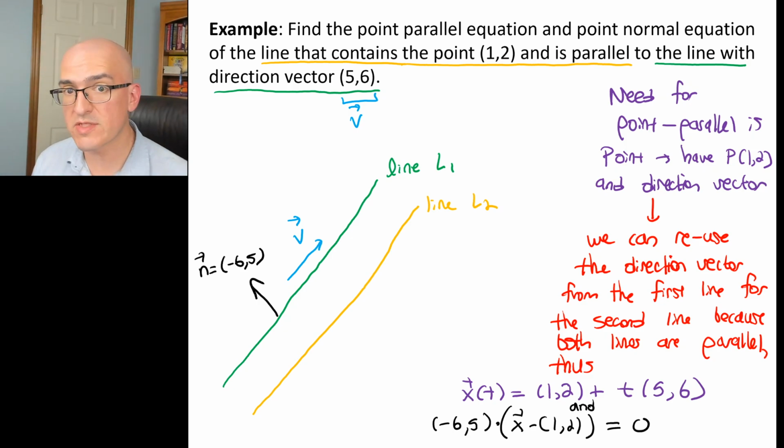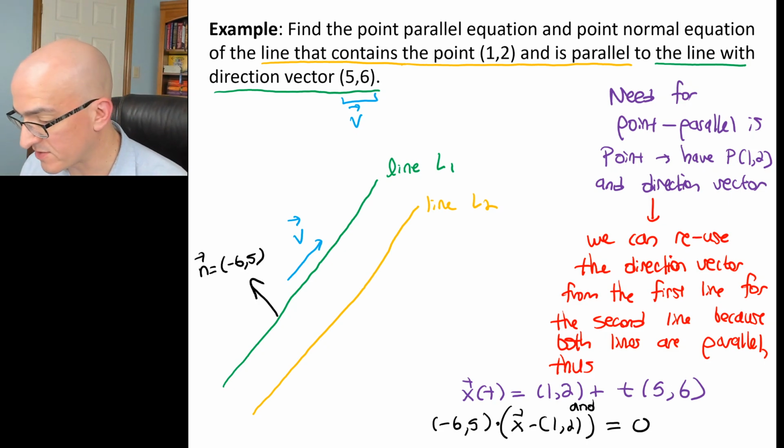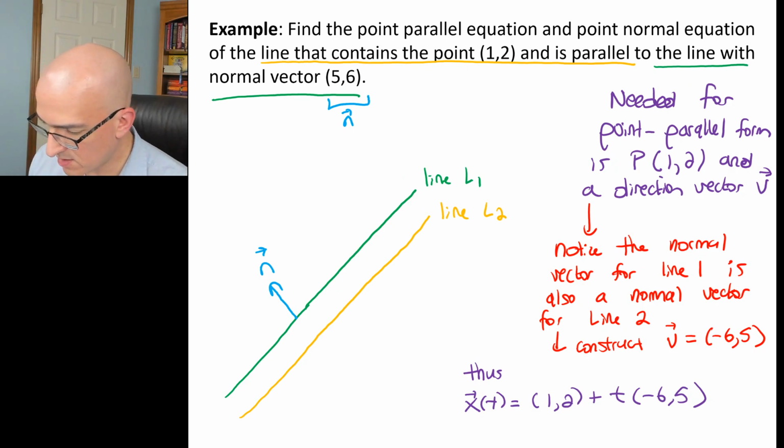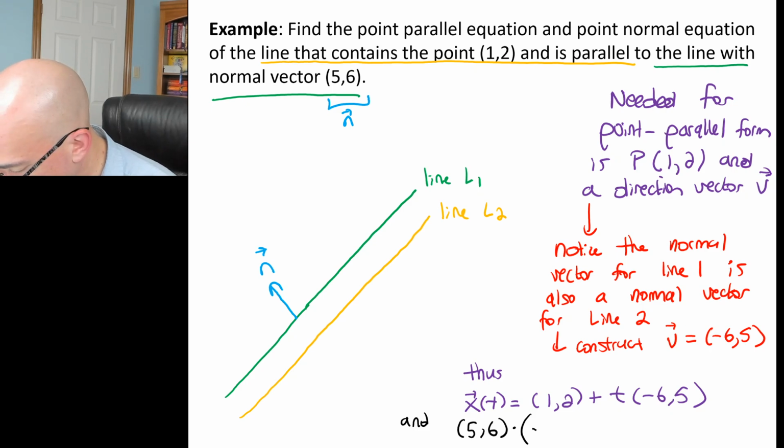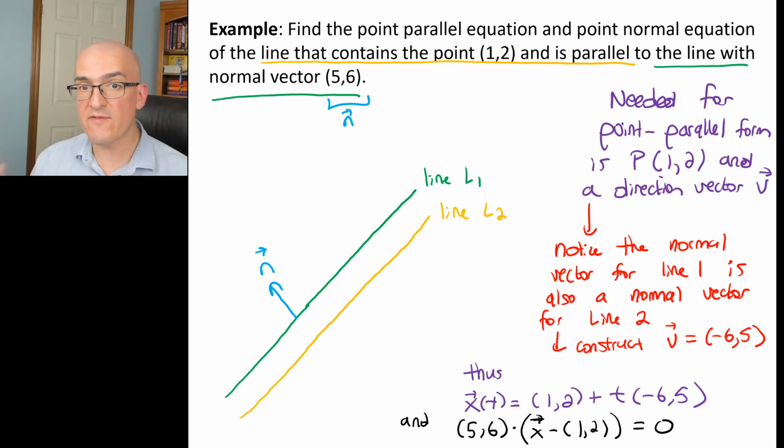Almost forgot the second part of the question. Find the point normal equation of the line. So that's the point normal equation of the line. We need the point normal equation for this line. We already have n. And so our n was 5 comma 6 dot x minus 1 comma 2 equals 0. So it gave us the normal vector, gave us the point, we just plugged them into the formula.